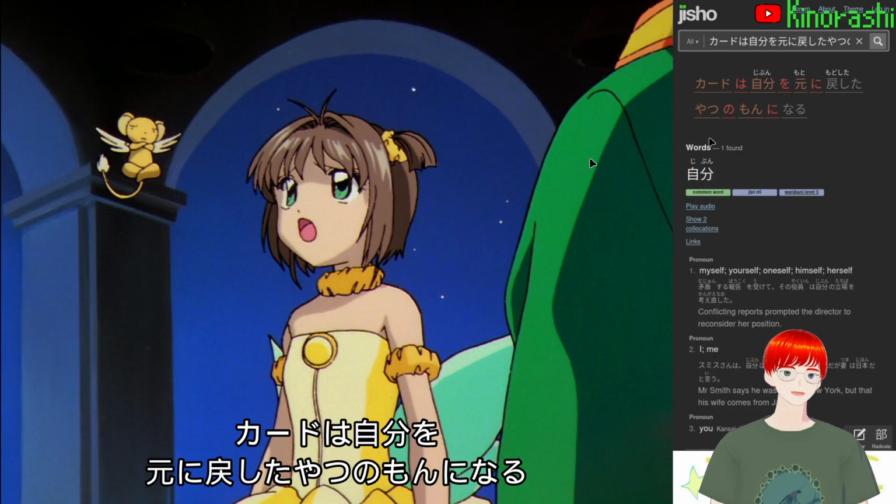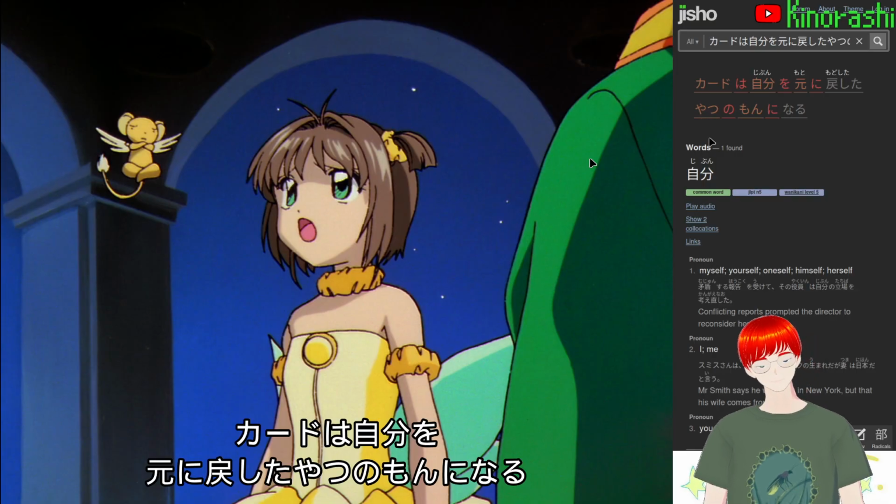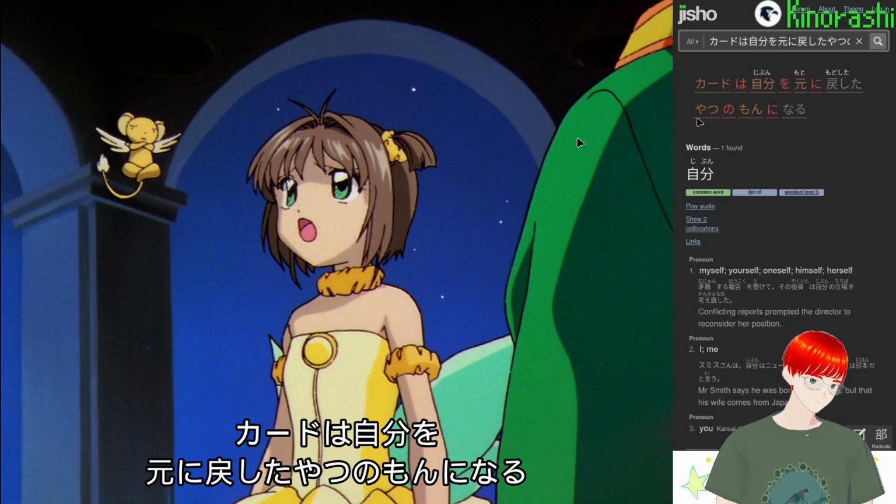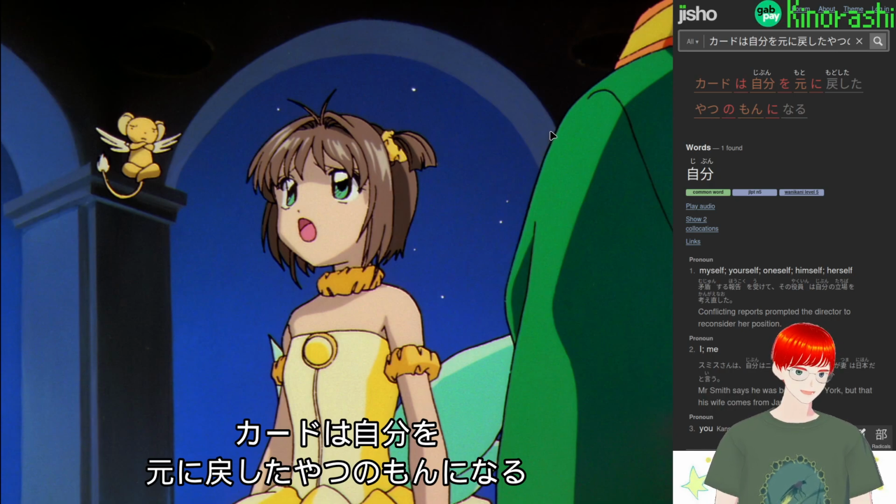Yatsu, casual, sometimes derogatory, a rough way to say person, guy, or one. Mon, colloquial contraction of mono. So yatsu no mono is the person's thing. Pattern, no mono ni naru, to become someone's thing. As for the card, it will become the thing of the guy who restored it to the original form. Natural translation: the card goes to whoever turns it back to normal, or back to the one who restores it.